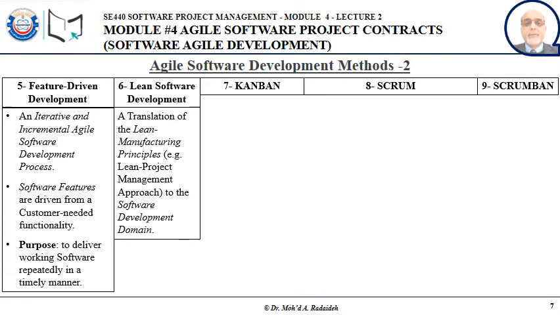The lean software development method is very much a translation of the lean manufacturing principles, which we explained and elaborated on when we discussed the lean project management approach in module 1. So it's a translation of that to the software development domain. In other words, using the same principles that were used for lean manufacturing, translating them into the software development domain.